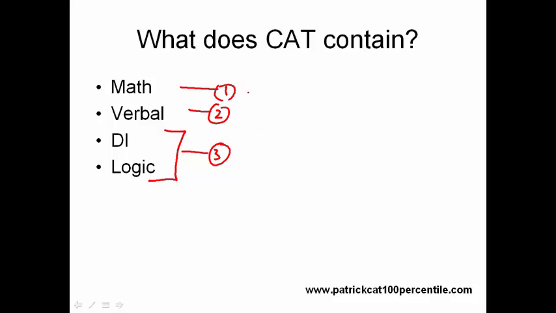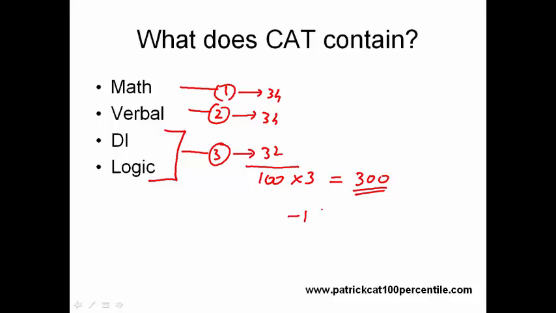For the last 2 years, the number of questions in maths has been 34, the number of questions in verbal has been 34, and the number of questions in DI logic has been 32. So there are a total of 100 questions, 3 marks each. So the paper is of 300 marks. And you obviously have a negative mark, minus 1 for going wrong.